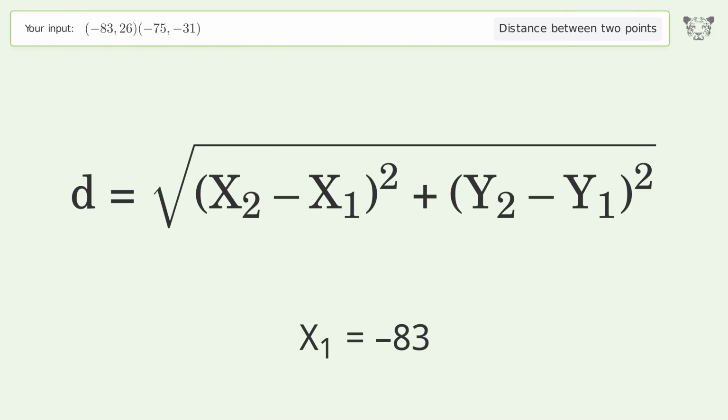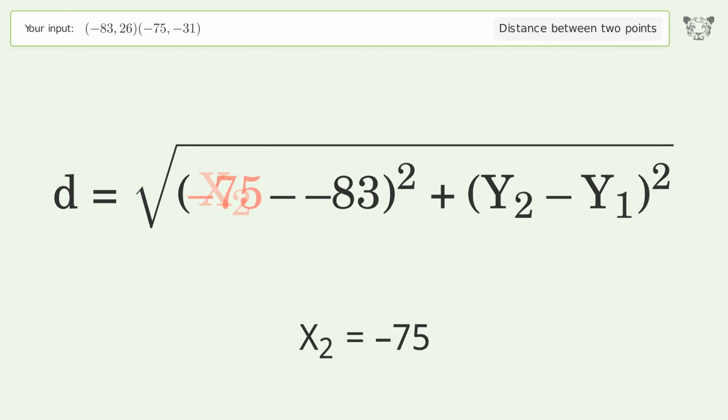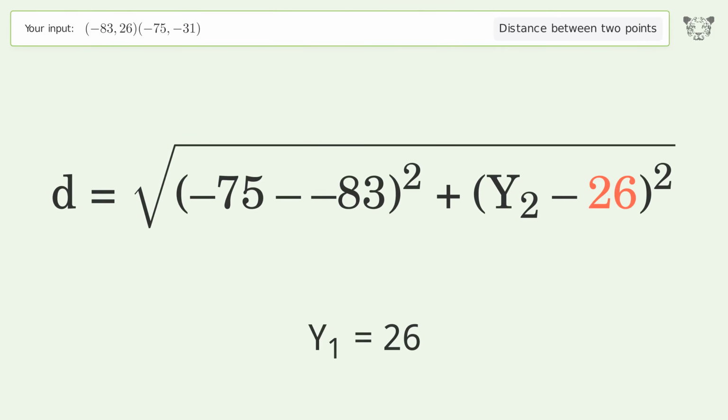x1 equals negative 83. x2 equals negative 75. y1 equals 26. y2 equals negative 31.